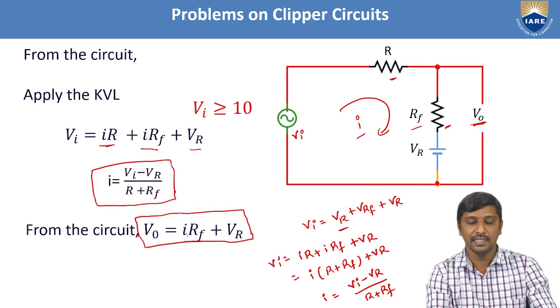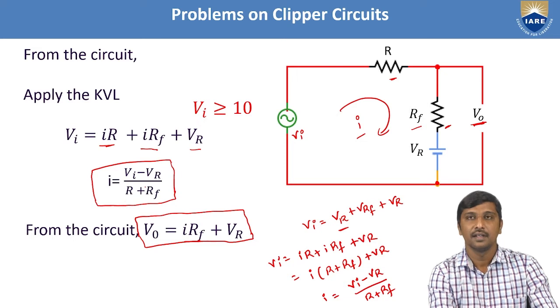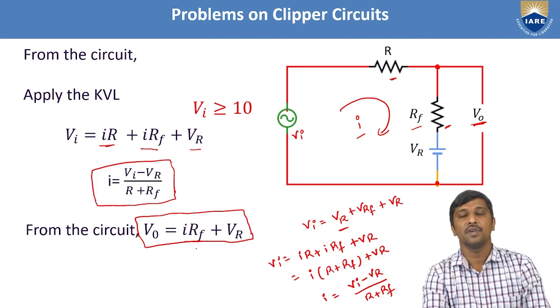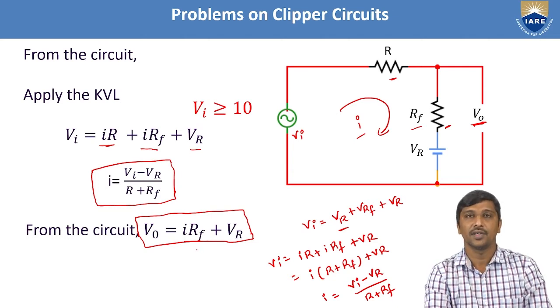But what is I here? I is the ratio of the potential difference between the applied input voltage and the reference voltage to R plus RF. By using these two mathematical relations, we are going to find out how much output voltage is generated with respect to the given input resistance R.